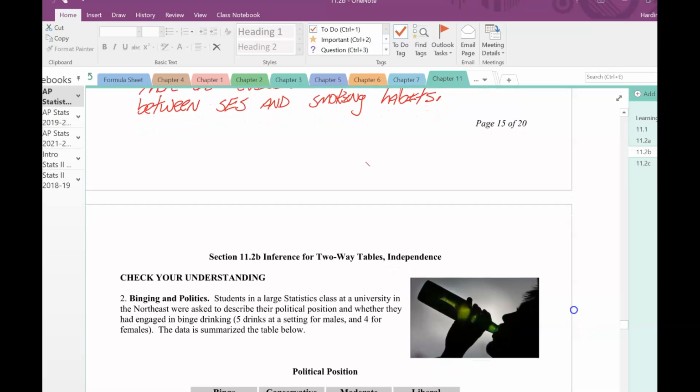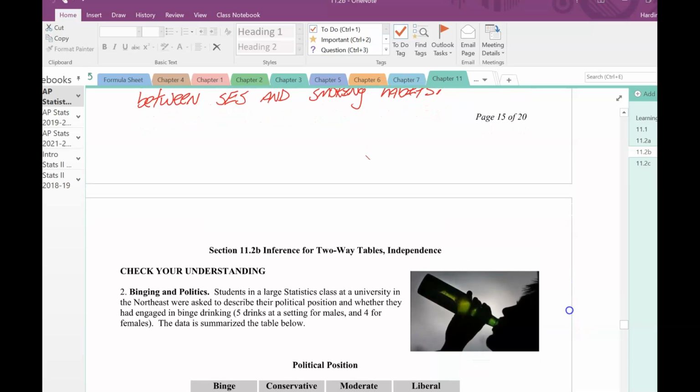All right, on the next page, there's a problem asking you to determine if there's a connection between political position and binge drinking. Students in a large statistics class at a university in the Northeast were asked to describe their political position and whether they had engaged in binge drinking: 5 drinks in a setting for males, 4 for females. The data is given below. At this time, I want you to pause the video and I want you to try this test for independence.